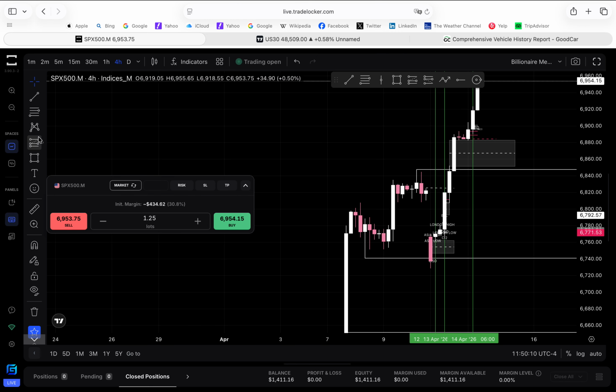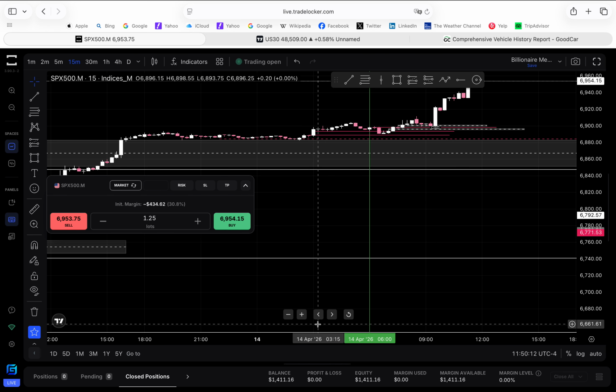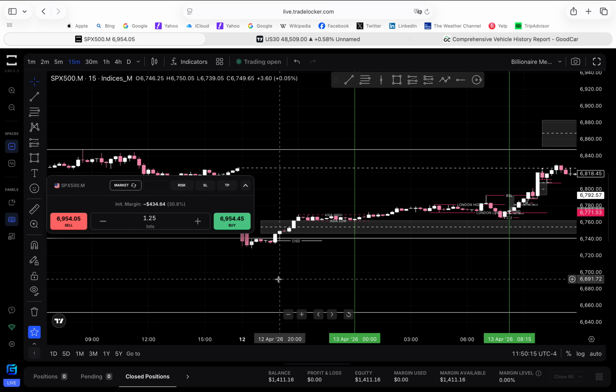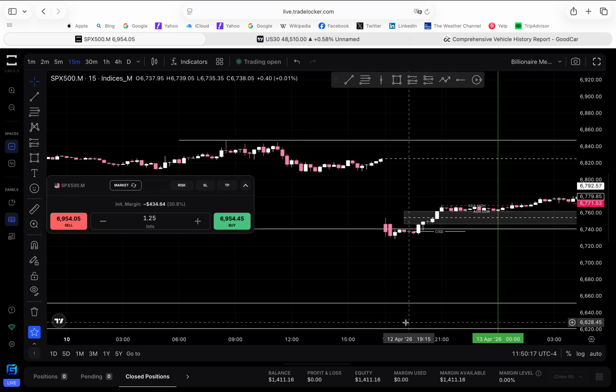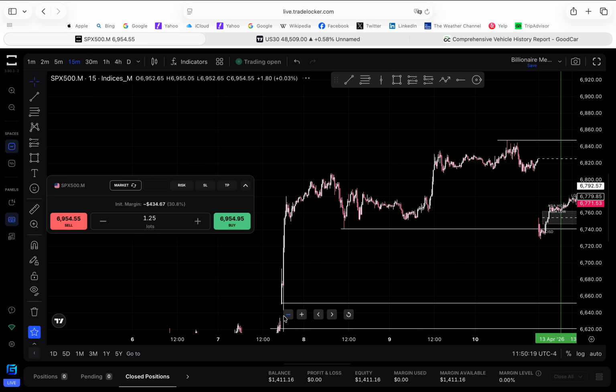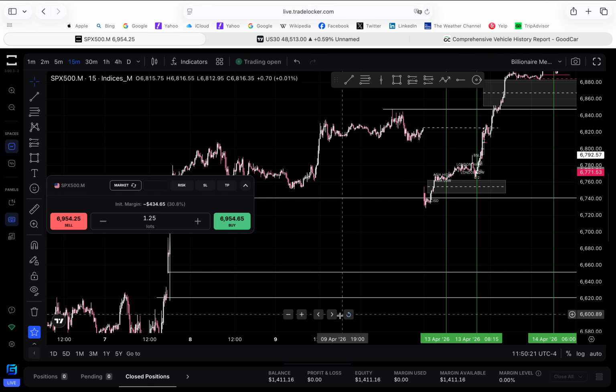So boom, we got that 4-hour liquidity area. And from there, it was on. Like, from there, it was on like Donkey Kong, boy.